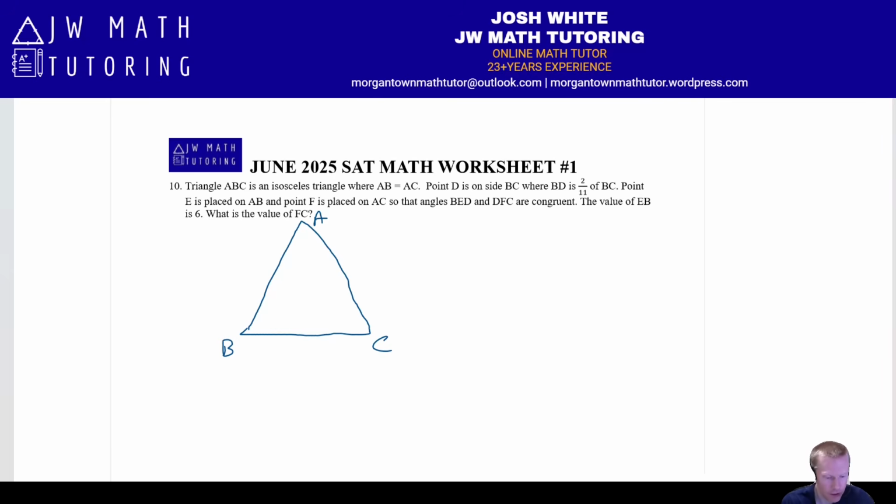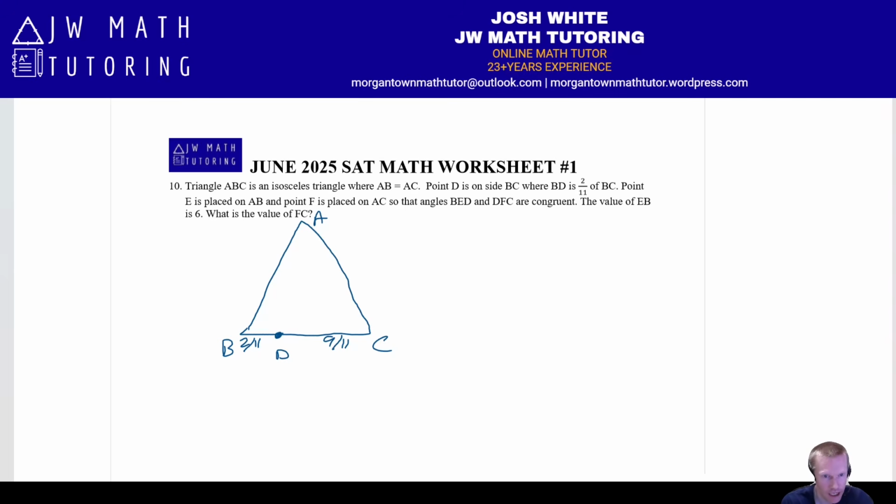This one's kind of a pain just because you have to draw the entire thing out. Point D is on side BC such that BD is 2/11ths of BC. So if this whole thing is X, this is 2/11ths of X. And that technically would also make this 9/11ths of X, because together 2 over 11 plus whatever has to add up to one whole unit. But we can really just ignore the X. That part's irrelevant. We can really just put these in a ratio of 2 to 9/11ths.